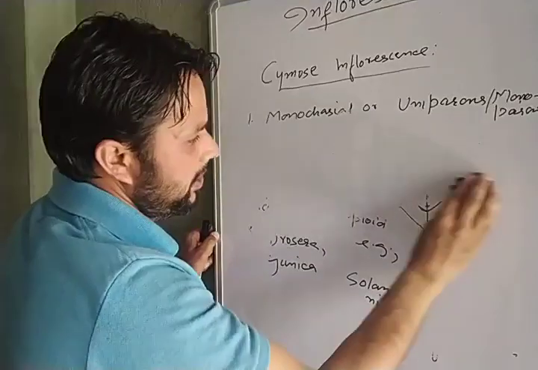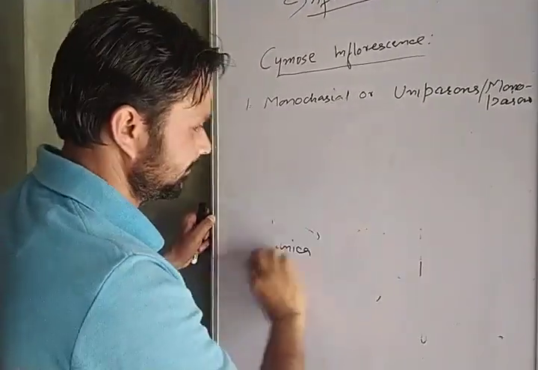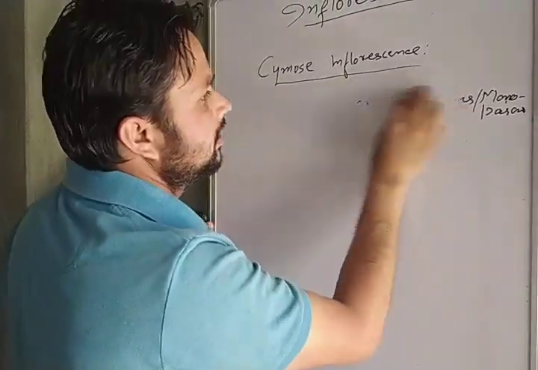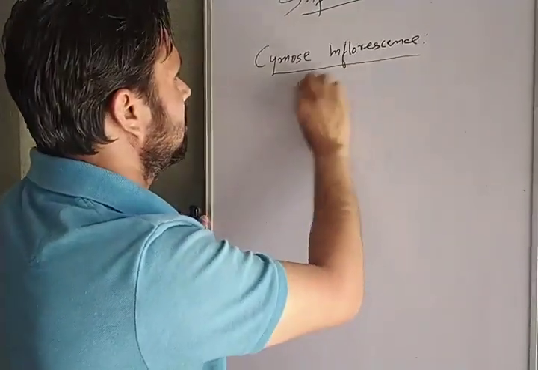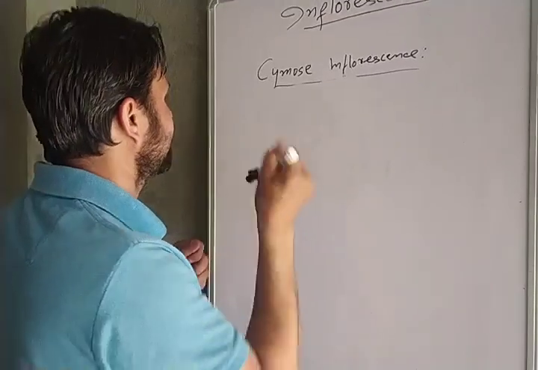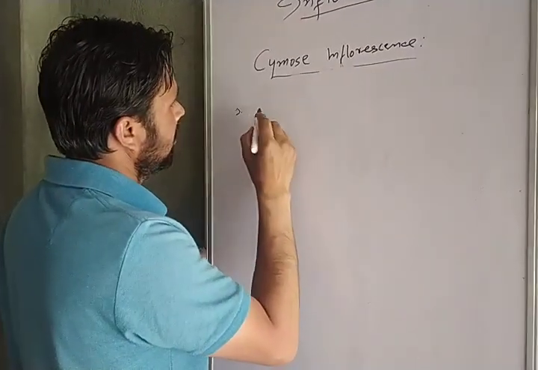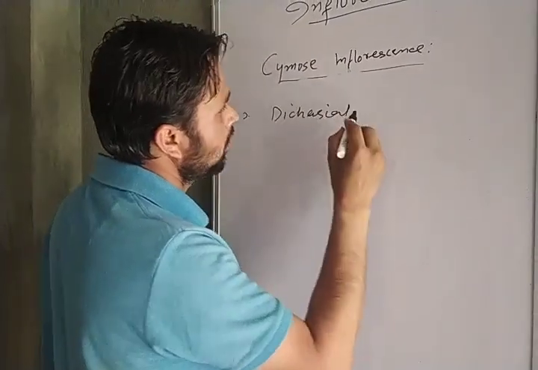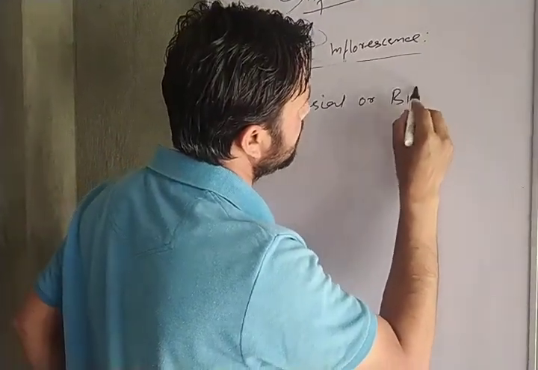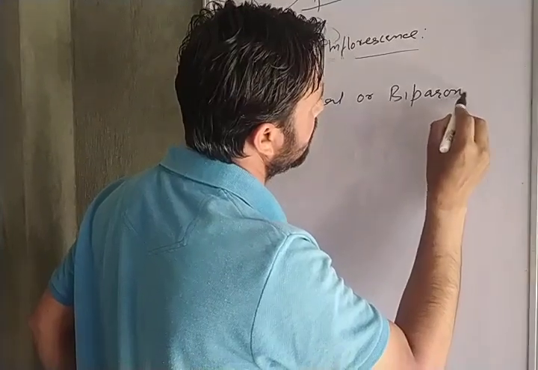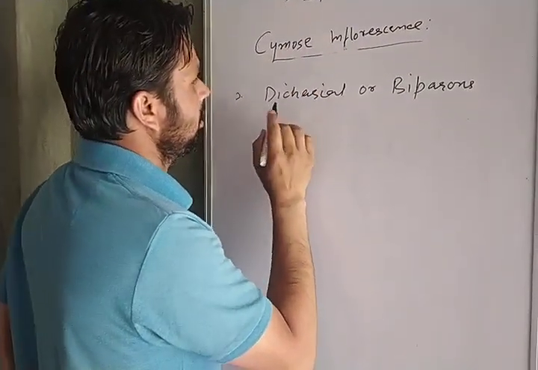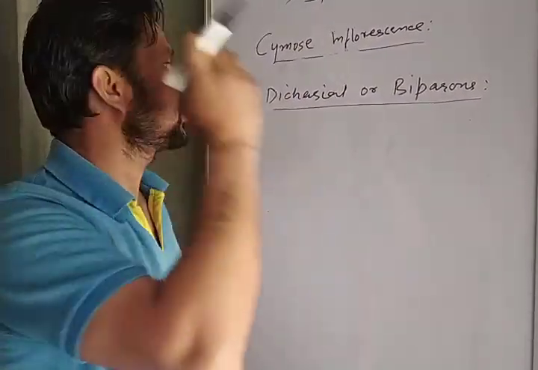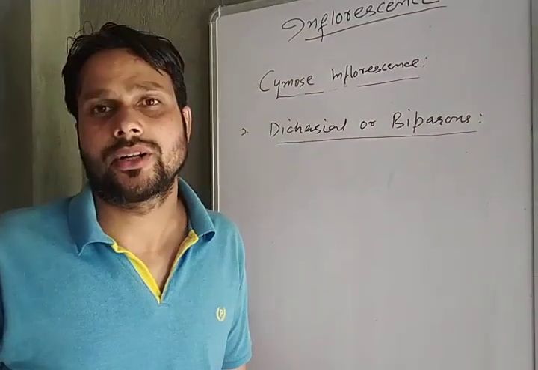dichasial or biparous type of inflorescence. Now the next one was biparous, dichasial or biparous type of inflorescence. What happens in this dichasial or biparous inflorescence?